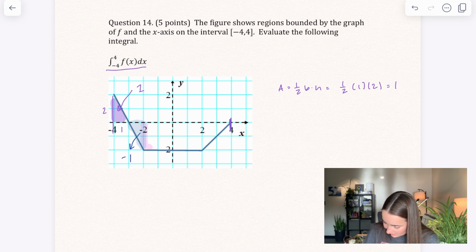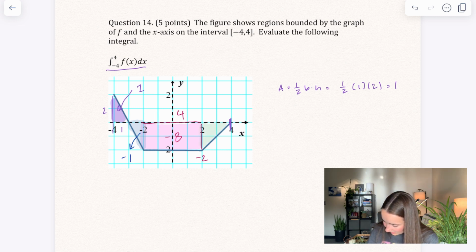Next thing I'm going to do is this entire rectangle. We got a nice little rectangle in there, and I'm going to continue using geometric methods. So this has a base of 4 and a height of 2, and technically that's -2 because we're still below the x-axis. So this is -8. And then we have one more little triangle in here. It's going to be this guy right here.